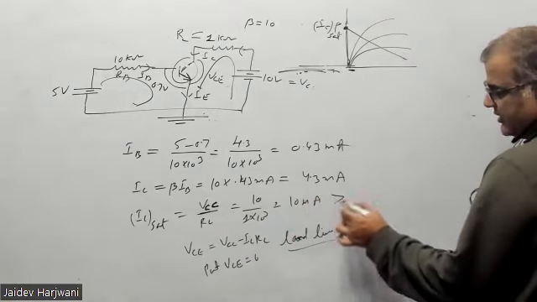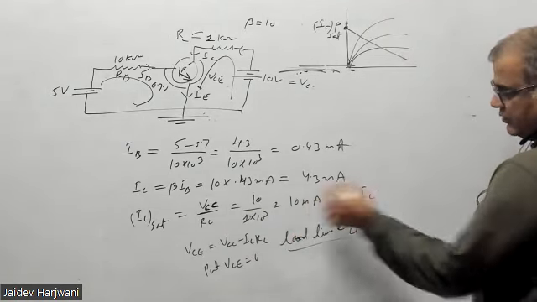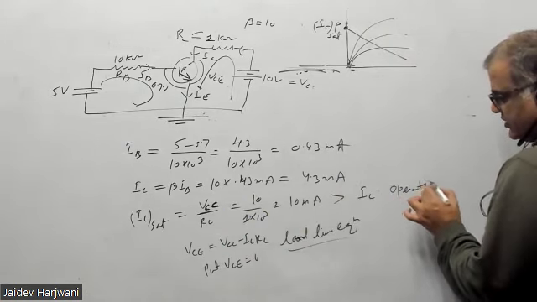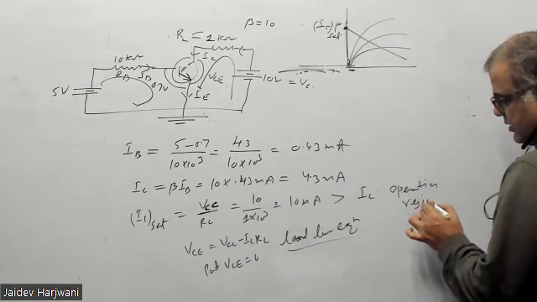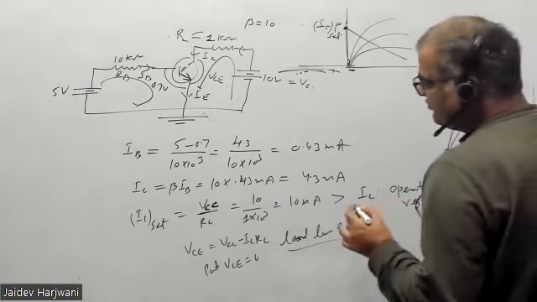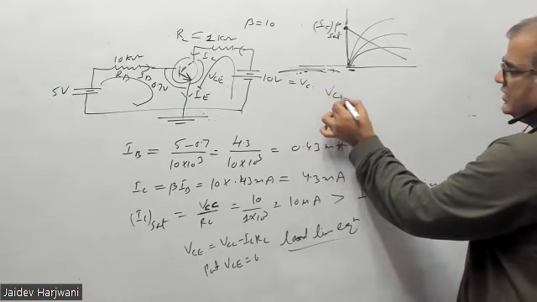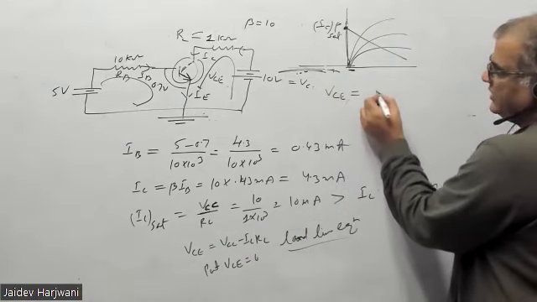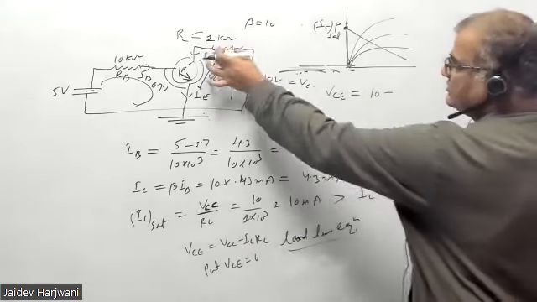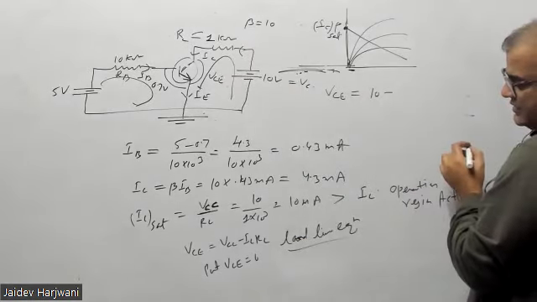Which is greater than your IC value. So automatically the operation region is active. And further confirm by calculating the value of VCE. VCE will be VCC 10 minus this ICRC.